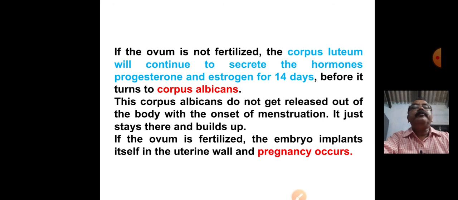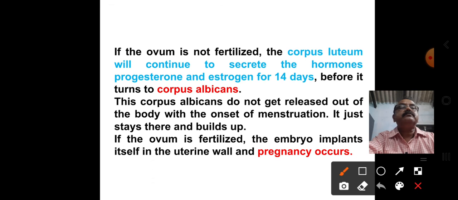If the ovum is not fertilized, the corpus luteum will continue to secrete the hormones progesterone and estrogen for 14 days before it turns to corpus albicans. These corpus albicans do not get released out of the body with the onset of menstruation. It just stays there and builds up. If the ovum is fertilized, the embryo implants itself in the uterine wall and pregnancy occurs.